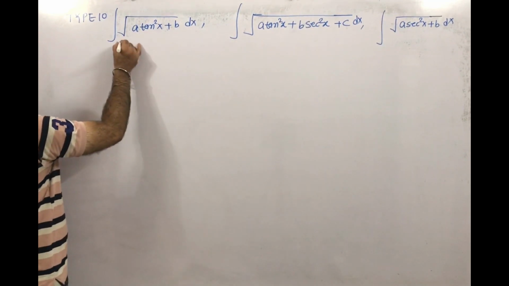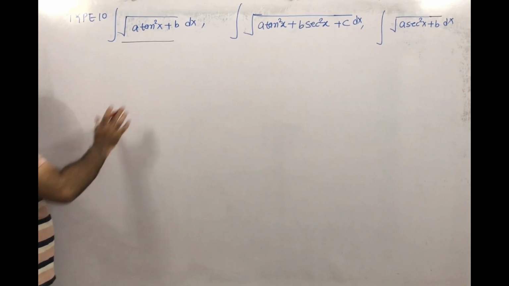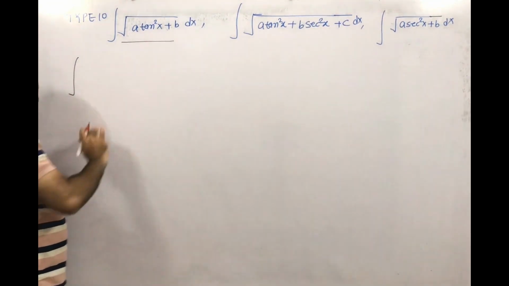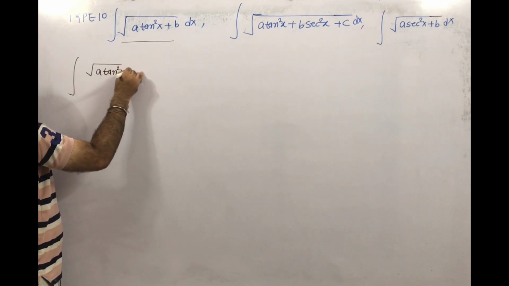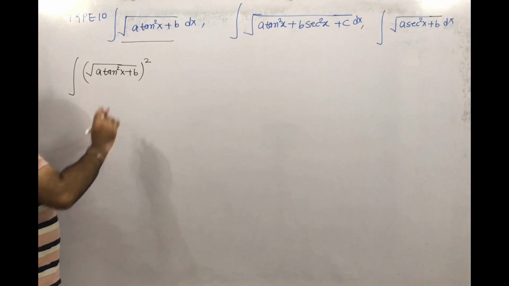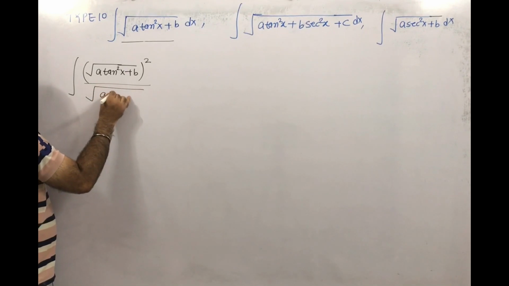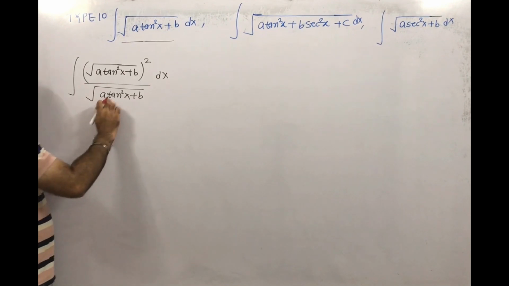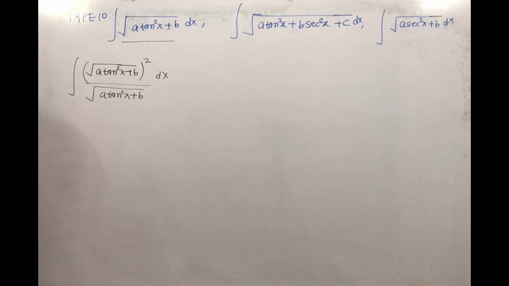So first we have to integrate this one. Then how to do this integration? Very simple. Whenever this type of term comes, root over a tan square x plus b, here we are doing root over a tan square x plus b whole square. That means if we are doing whole square, we have to divide here by root over a tan square x plus b into dx. Okay, so these two are getting cancelled, then remaining is this one only.